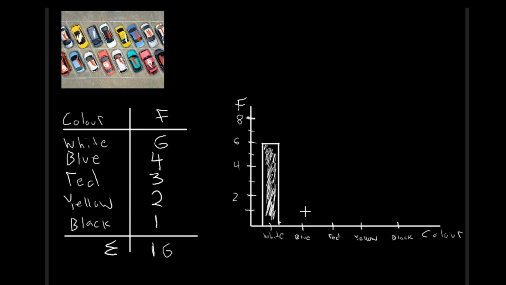Next one there, blue. I'm just going to keep all mine white just for simplicity. And we had 4 observations for blue, so let's bring that up. Right about there, that's 4. And back down. Red is 3, so 3 goes up to about there. And back down. Yellow, what do we have for yellow? Yellow, we had 2. Boom. And finally, black had 1.